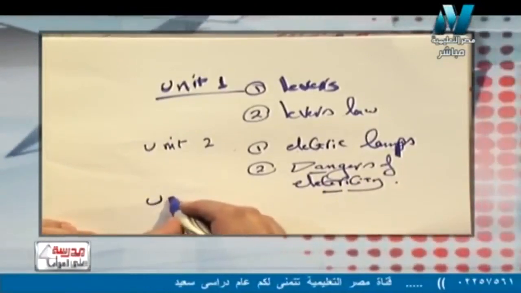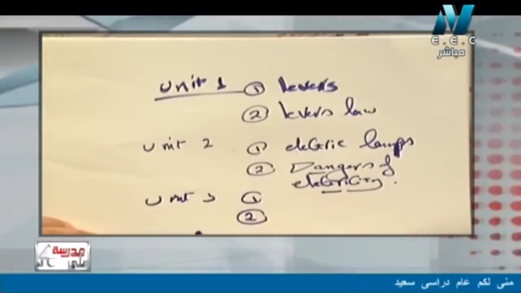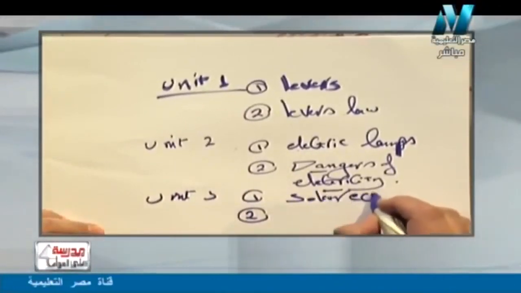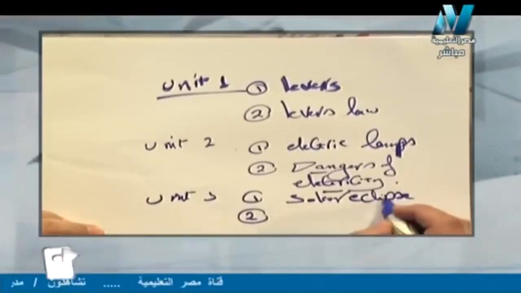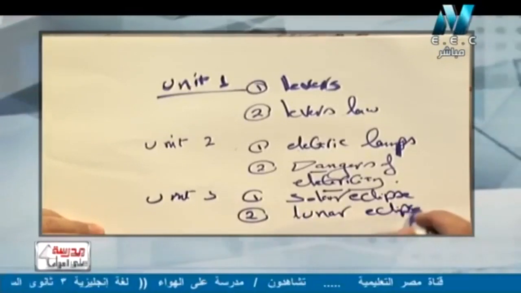Unit 3 deals with another two lessons which are solar eclipse, a very interesting phenomenon, and also lunar eclipse. برضه موضوع يمكن أول مرة نسمع عنه، كسوف الشمس أو خسوف القمر. Again, solar eclipse and lunar eclipse.